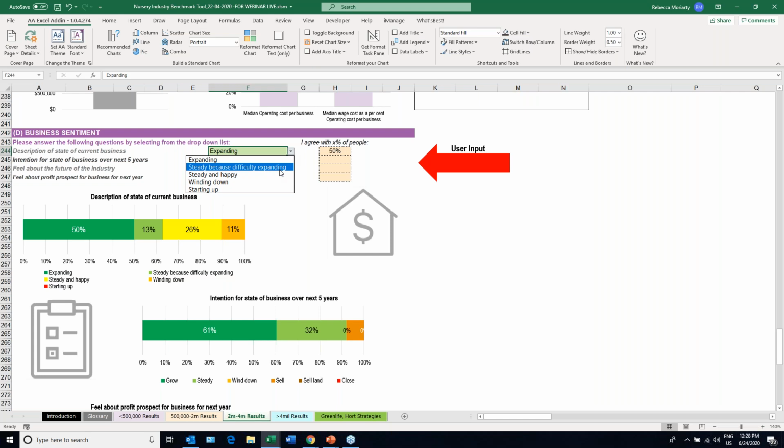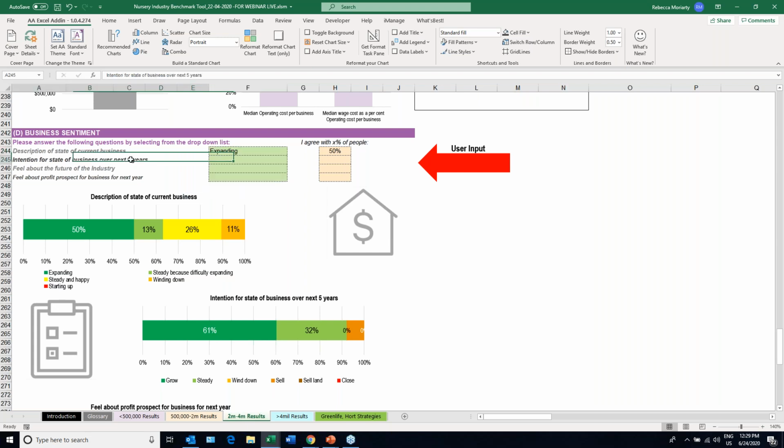We could also have a squiz at other answers just to see, if we were curious. Steady because of difficulty expanding, how many people are having this issue? 13%, so not too many, a little bit. Steady and happy, about a quarter. And winding down, 10%, so not too many. And is there anybody starting up? No. Anybody at this turnover range is not starting up. They're established. They're already here.